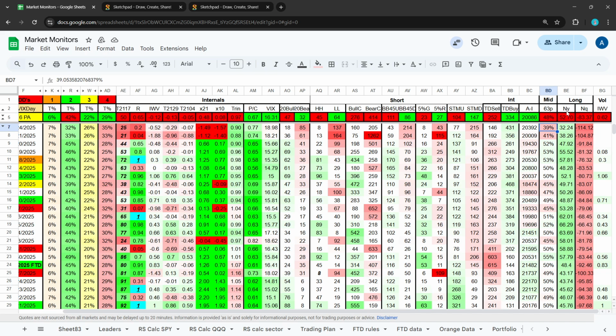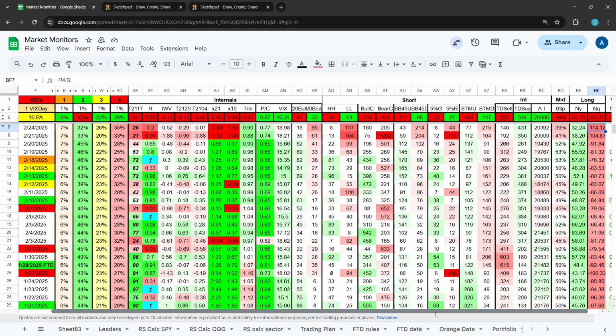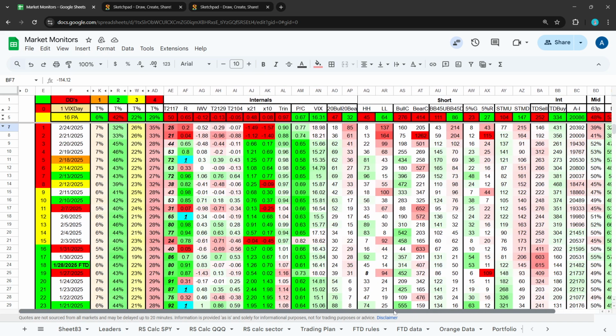And then this long NY and NQ, this is the New York Stock Exchange 200-day moving average of the advance decline line. Typically this just tells you if you're in a bear market or not. If it's below 0, it's a bear market, and if it's above, you're in a bullish market. So we're in a bullish market long term. Okay, so that's a short version of what this market monitor means that I post on X or Twitter.